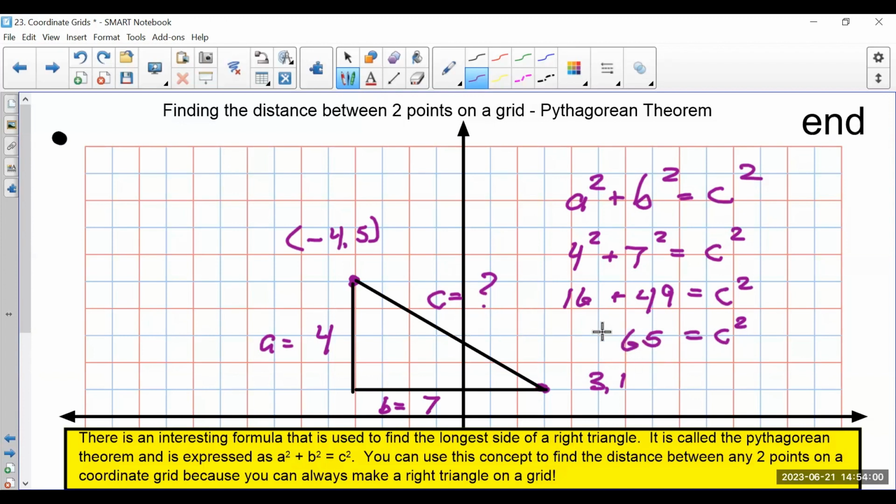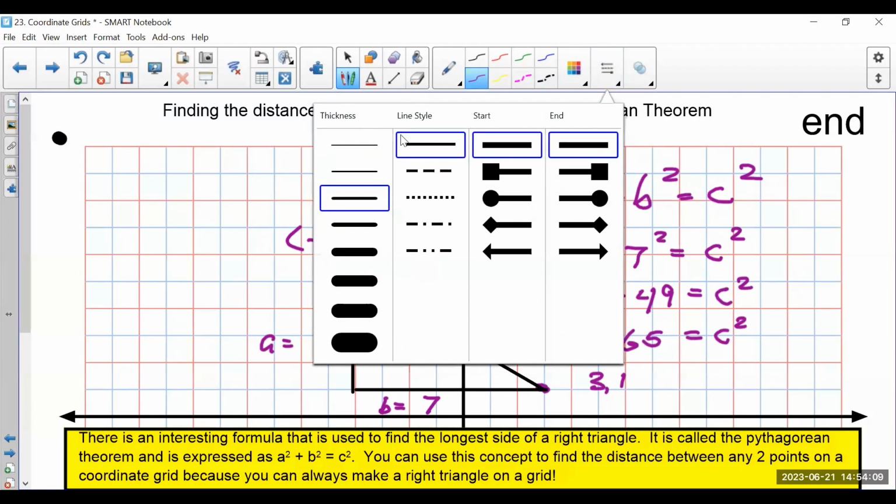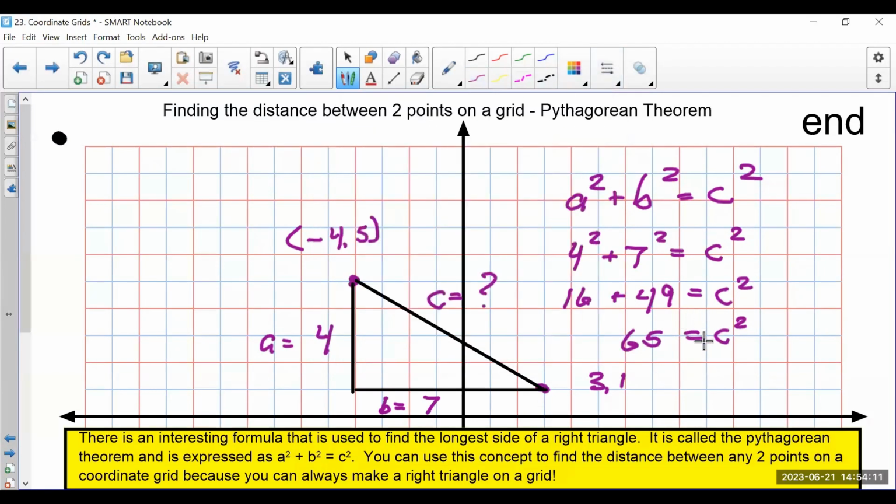No, it's going to be the square root of 65. So to get rid of a c squared in algebra, you have to take the square root. That's the opposite. So I would do square root of c squared, which cancels, and I need the square root of 65. It's a calculator problem.